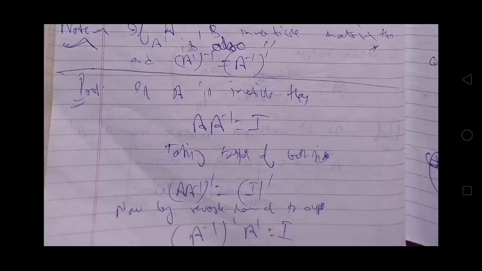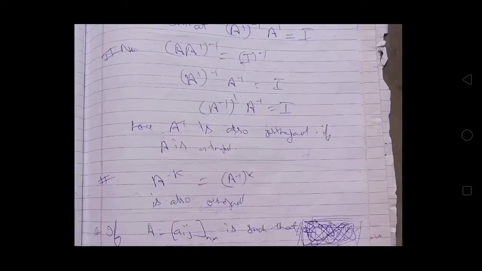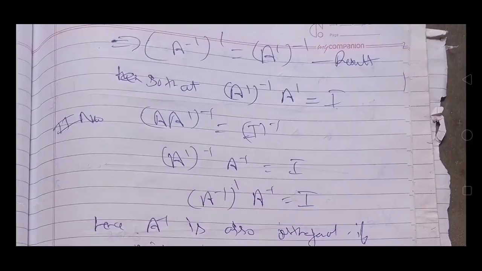Taking transpose of both sides, you will get this. Now by the reversal law of transpose, you will get this. So you can clearly see, and this will further imply that transpose of A inverse will be equal to inverse of transpose of the matrix. This was the result we wanted. So that inverse of A transpose into transpose of A is equal to identity matrix.